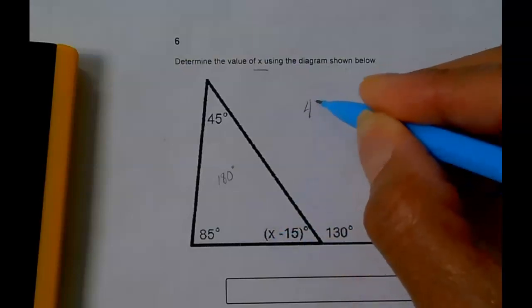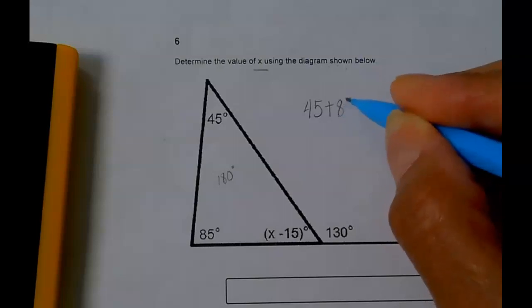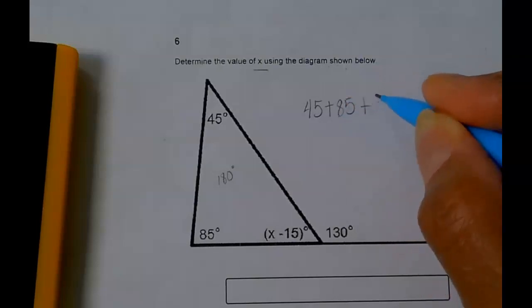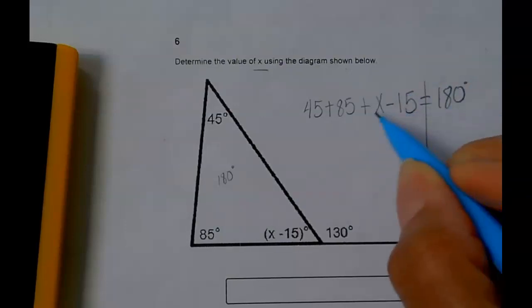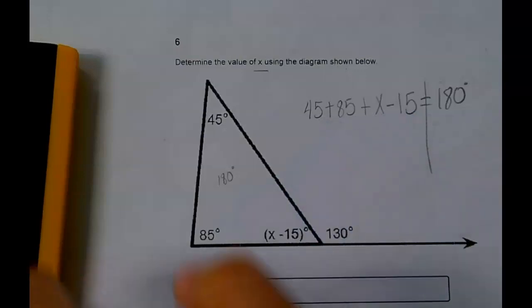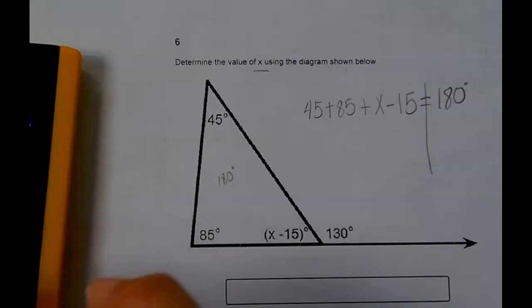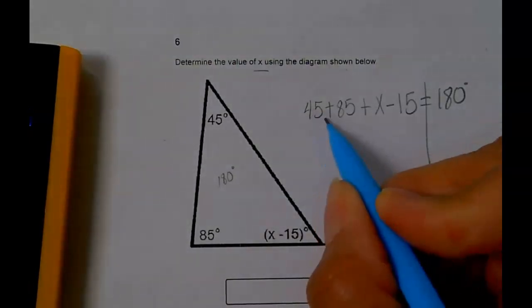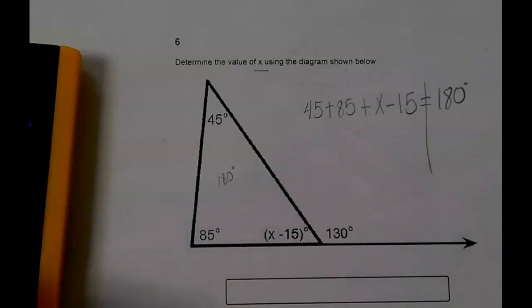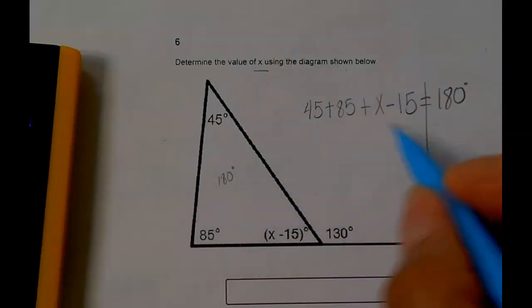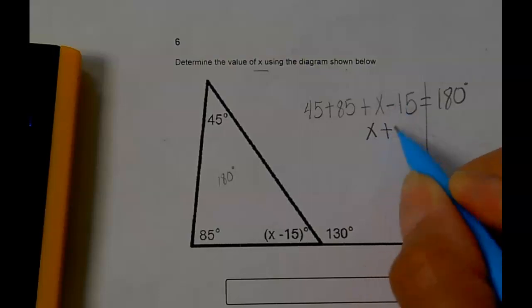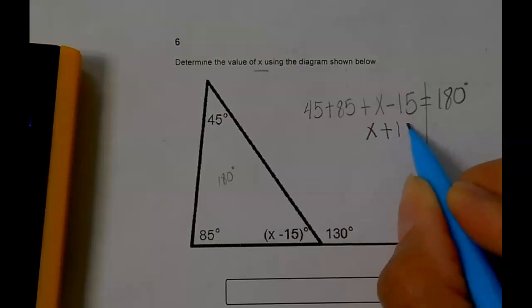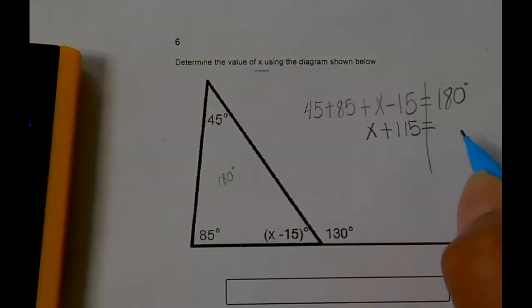So we're going to take 45 plus 85 plus x minus 15 equals 180 degrees. So let's do the math. So 45 plus 85 is 130, minus 15 is 115, plus x.